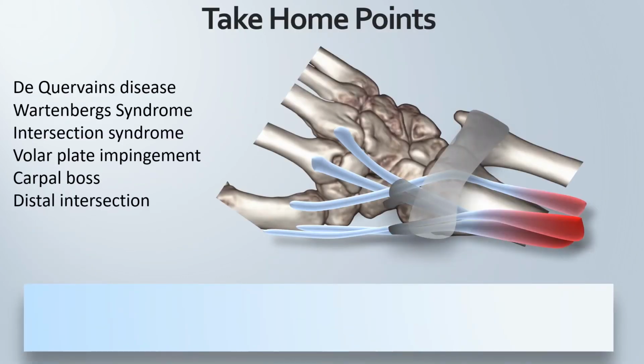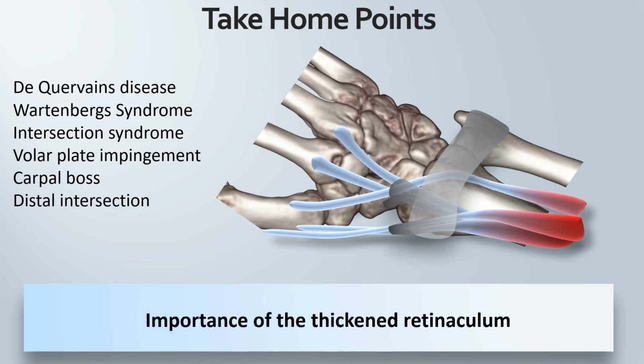So we've talked about a number of conditions that arise because of the unique anatomical arrangement of the tendons of the first three dorsal compartments and the overlying extensor retinaculum. What about some take-home points? Regarding de Quervain's disease, we've emphasized the importance of the thickening of the retinaculum, mentioning that in some patients this may be the only imaging finding, and how we can treat this by percutaneous division of the retinaculum if necessary.